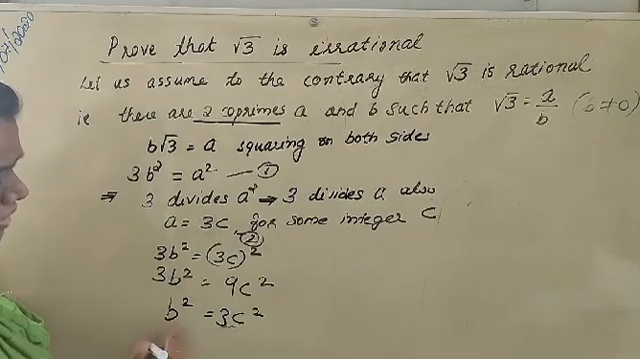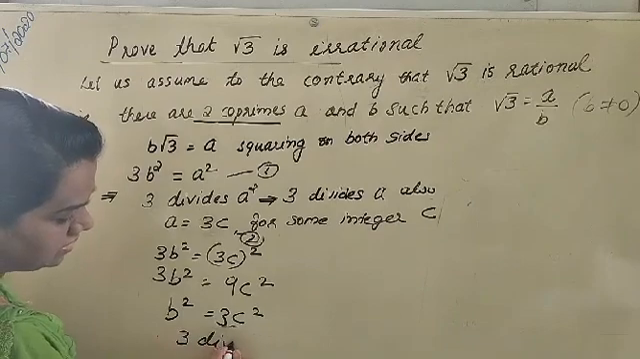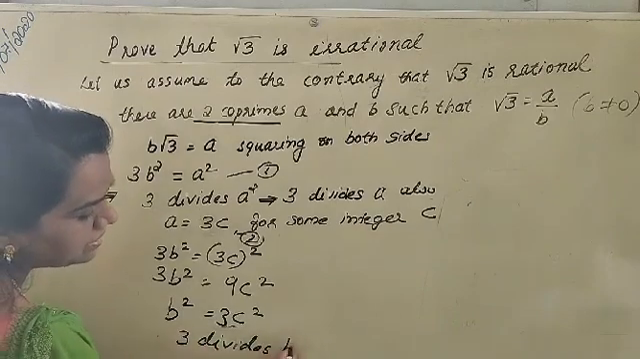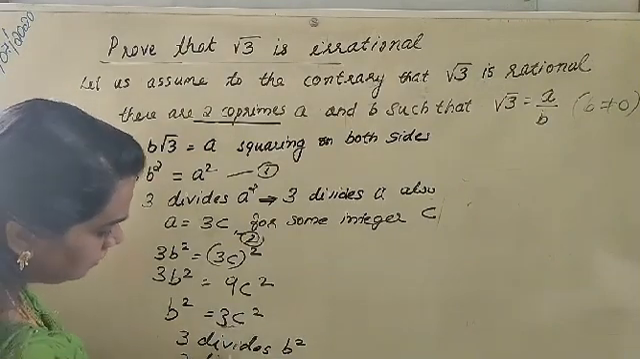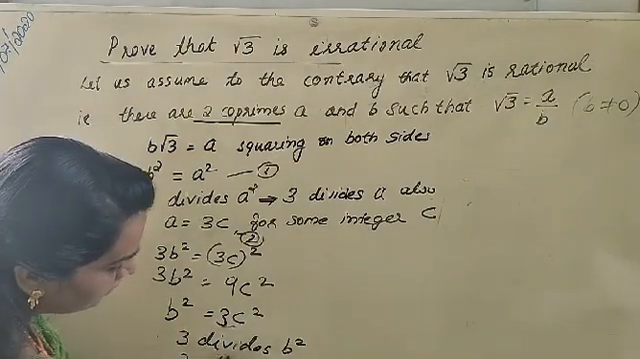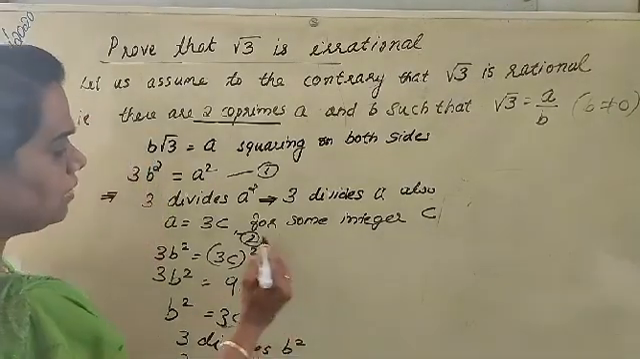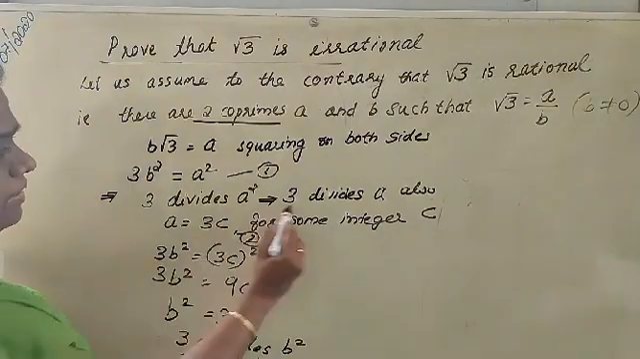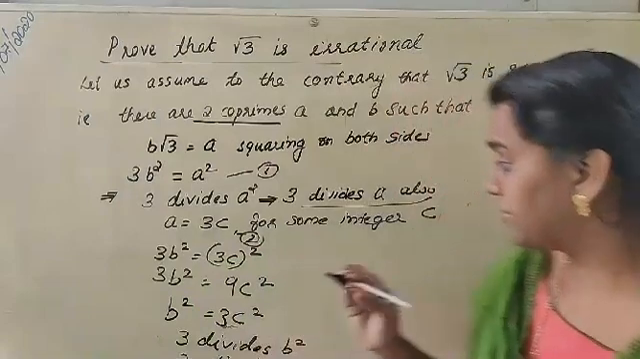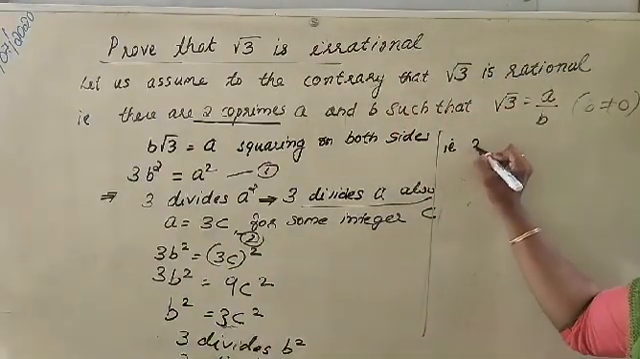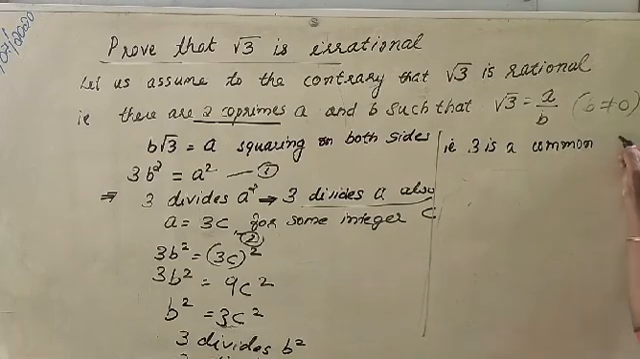What does it mean? B square is equal to 3C square means 3 divides B square. That means if 3 divides B square, then 3 divides B also. So what do we get? 3 divides A, and 3 divides B. So 3 is a common factor for A and B.